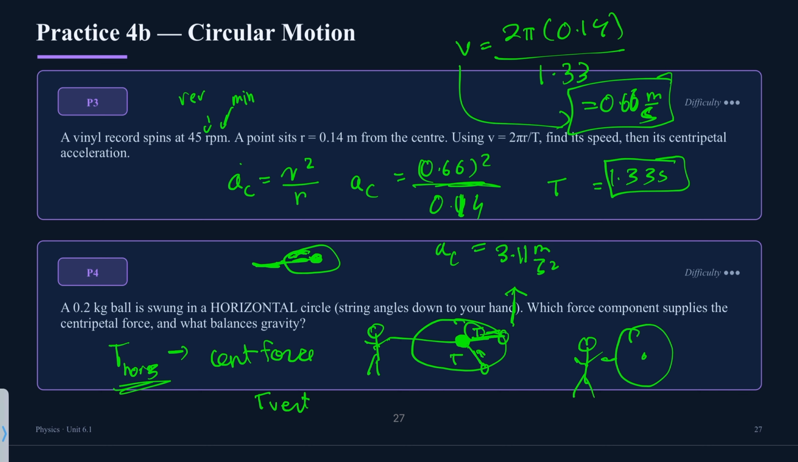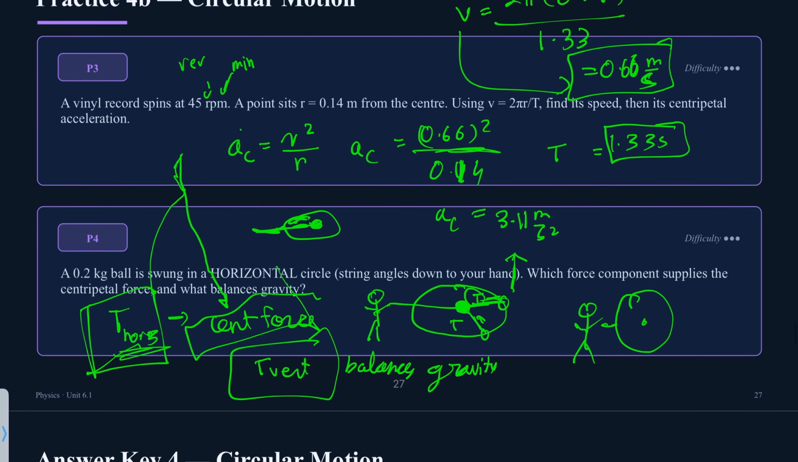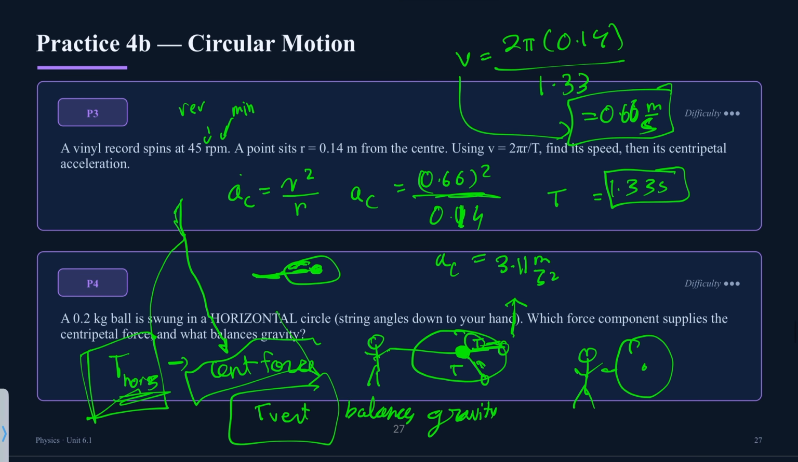So it'd be T vertical balances gravity, right? As our vertical component, because gravity is in the vertical direction, and our T horizontal is our centripetal force. Okay. So what we went over today was just a basic introduction to centripetal force. There are scenarios which we'll go over later. It includes something like this. You have a vertical circle, right?